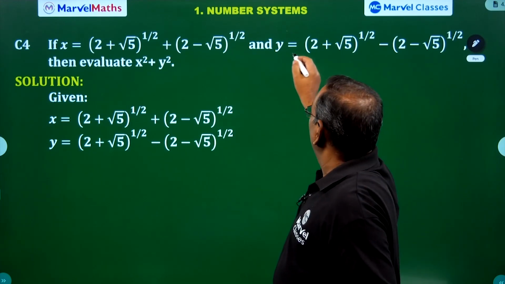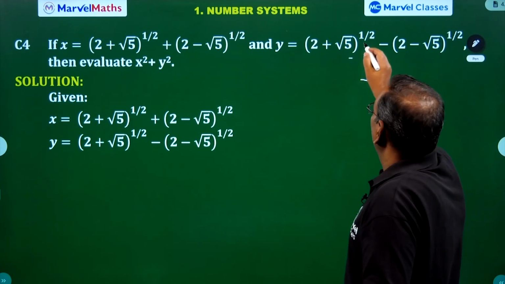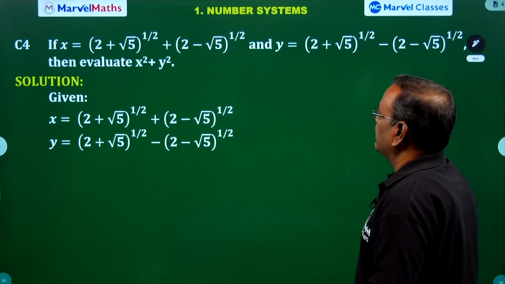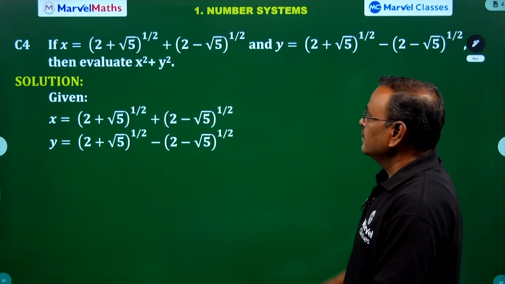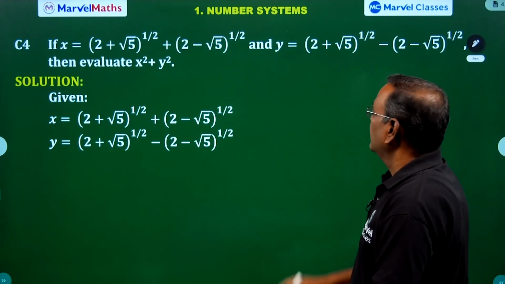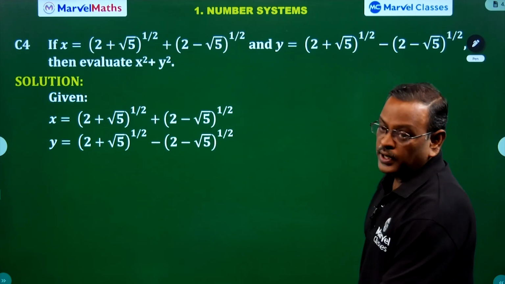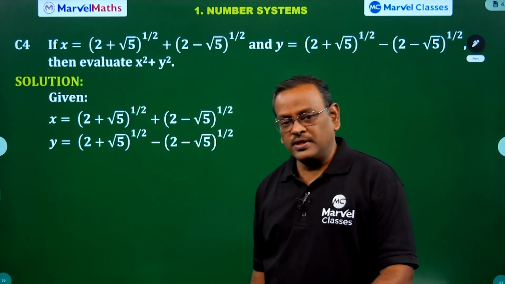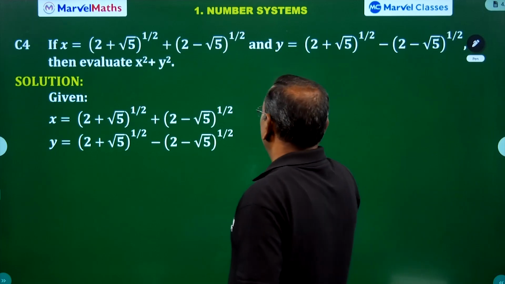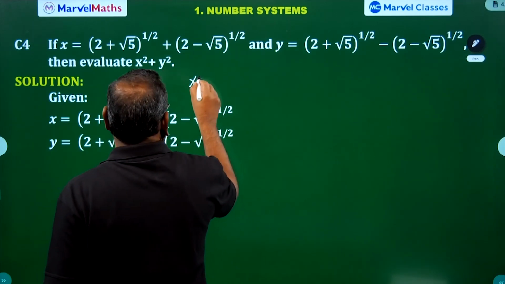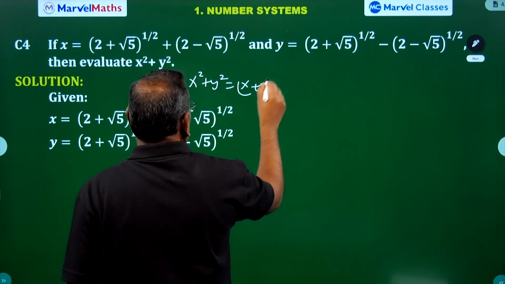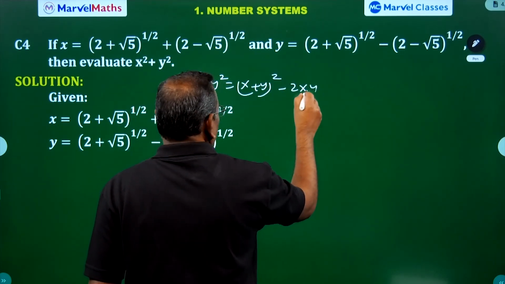And another expression is (2 plus root 5) whole power half minus (2 minus root 5) whole power half. Both are conjugate to each other. The first value is assigned by x and the second value is assigned by y. Correct. The question is x square plus y square. So what is the formula for x square plus y square? x square plus y square equal to (x plus y) the whole square minus 2xy.